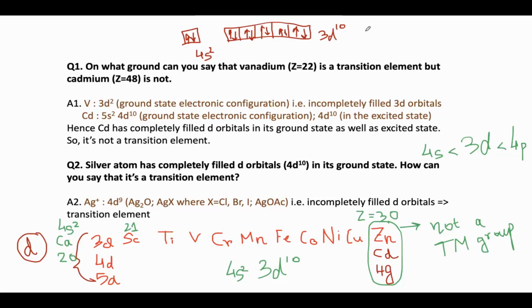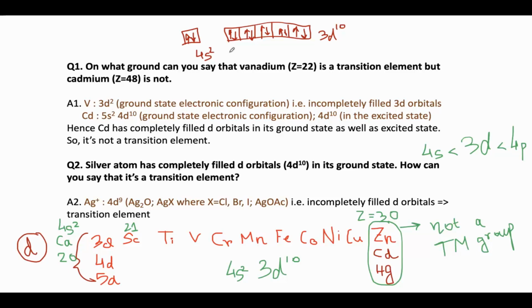That's why the same actually holds for cadmium. Here in the case of zinc, it is 4s 3d. In the case of cadmium, that will be 5s and 4d, so one quantum number will be higher than the present one. That's why in the case of cadmium, the electronic configuration will be 5s2 4d10. That is the ground state electronic configuration.